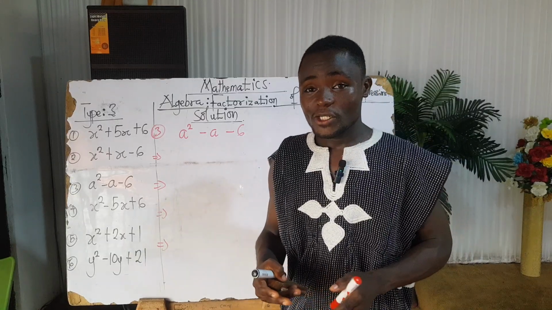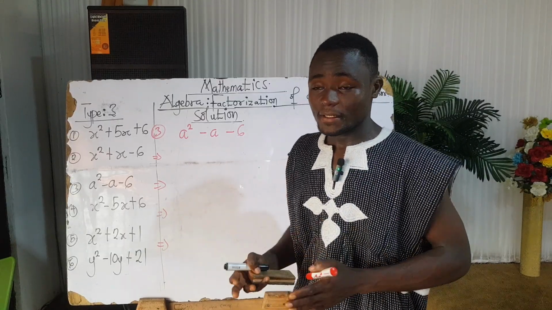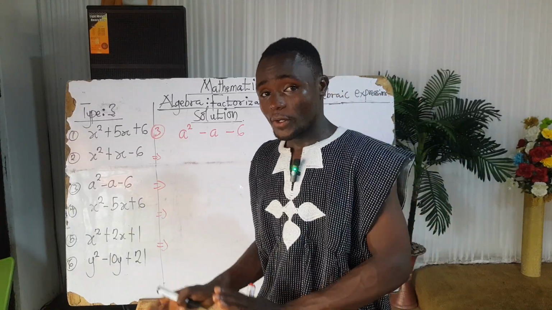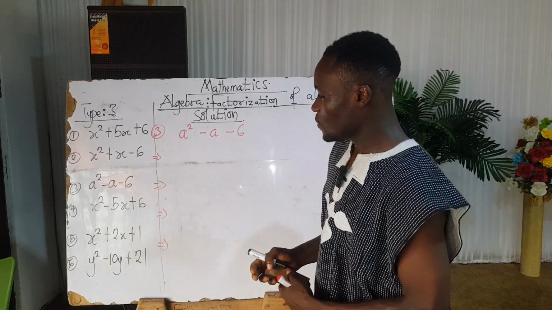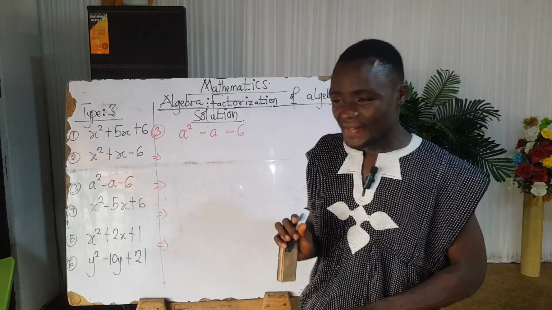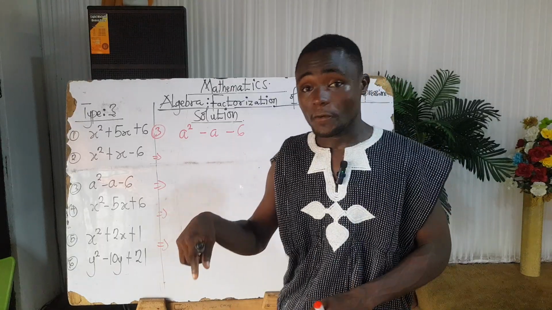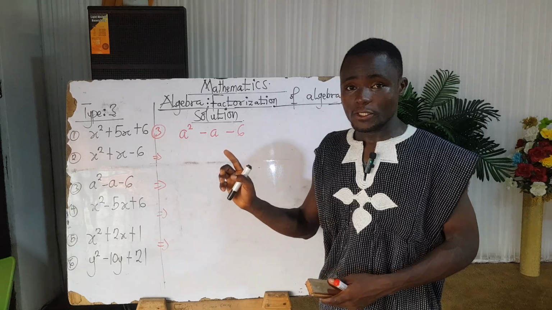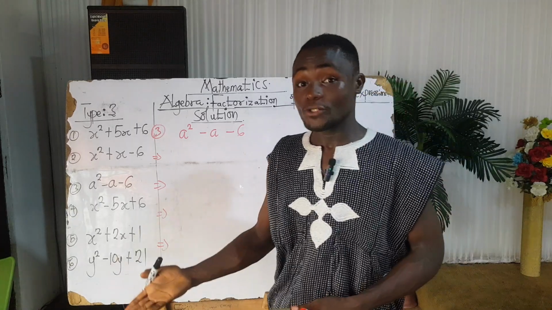So I said that when you see an expression like this, first of all, check it and see whether it is a quadratic trinomial or not. How do we determine that? We first check whether we have the same variable within the expression. Yes, we have the same variable. Yes, a, yes, a. So therefore, it can be a quadratic trinomial.